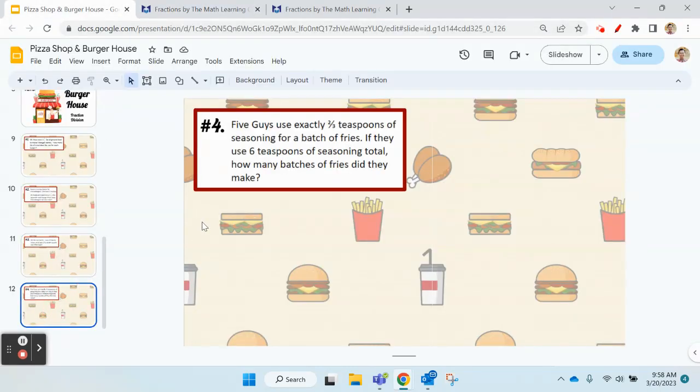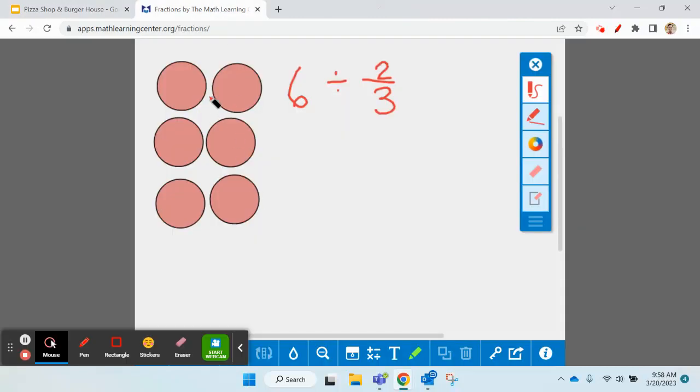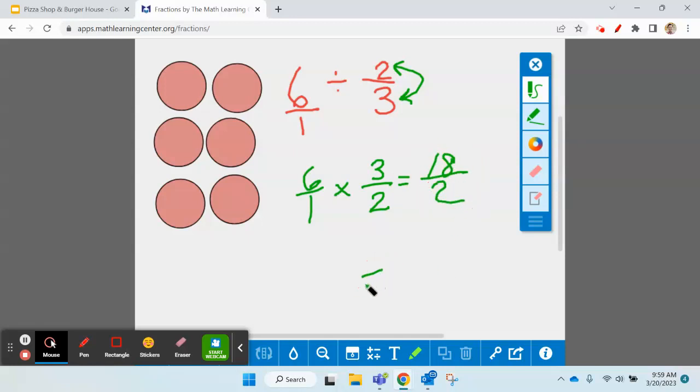And our last problem, Five Guys uses exactly 2/3 teaspoons of seasoning for a batch of fries. If they use 6 teaspoons of seasoning total, how many batches of fries did they make? We're going to take our total amount and divide it by 2/3 teaspoons because that's how much we need for one batch. So we can figure out how many batches of fries we can make. So if we have a full 6 and we're dividing by 2/3, let's put this whole number over 1. So 6 over 1, keep, change, flip. And now we can multiply across and we get 18 halves. 18 divided by 2 is 9.